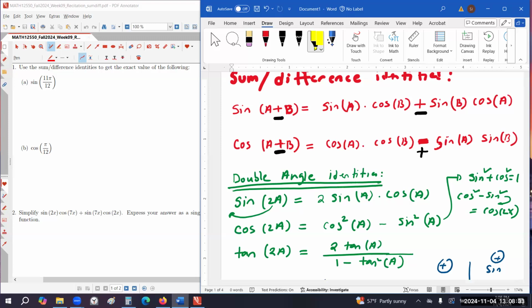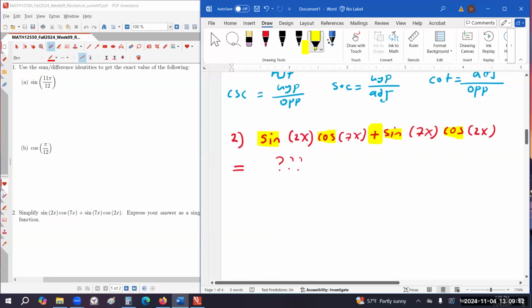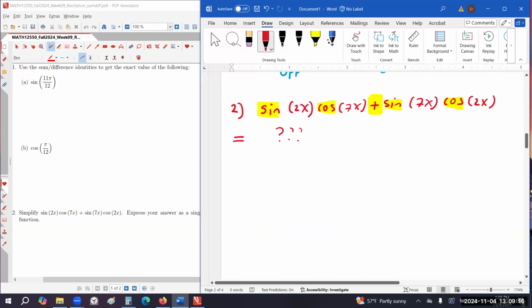Can you relate the question with your identities? Which identity has sine A, cosine B, cosine A, sine B, and in the middle you have a plus sign? Good job, Jody. Yep, it is sine of A plus B. Observe, sine of A plus B is sine A cosine B plus sine B cosine A. That means the answer here is simply sine of A plus B.